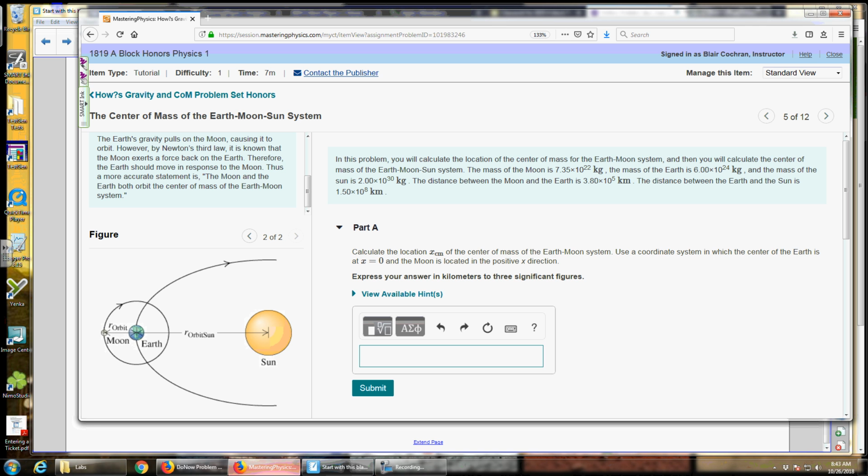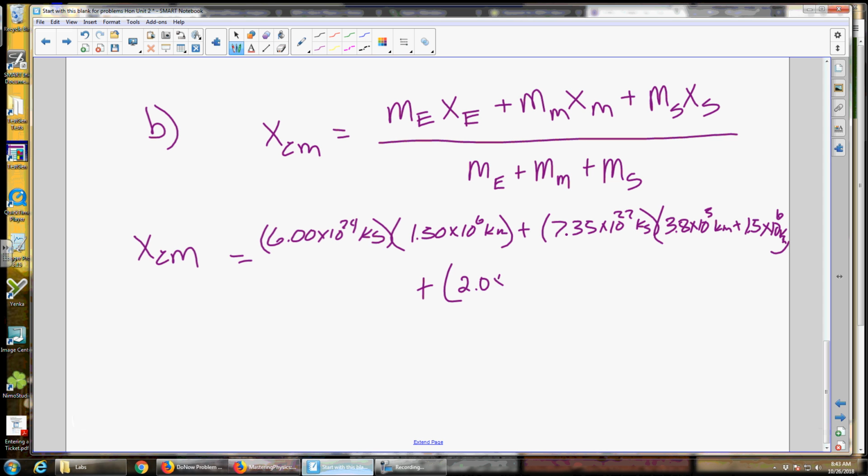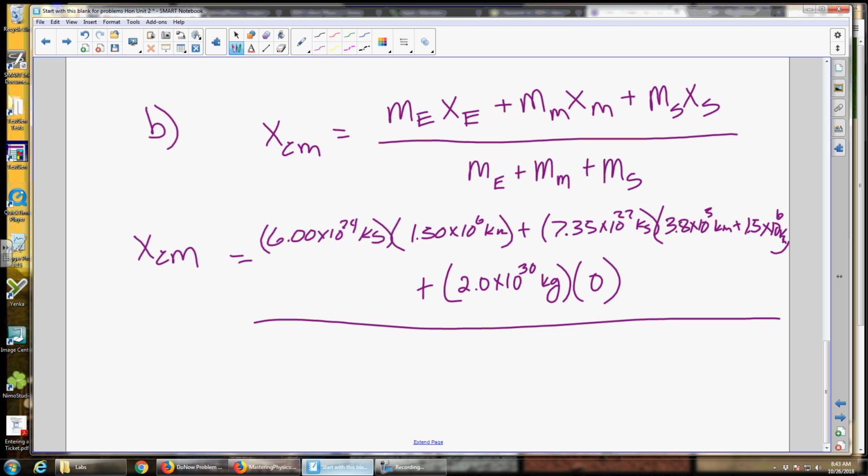plus mass of the Sun, 2 times 10 to the 30th kilograms. Wow, that's a huge number compared to the other ones. Times 0 because it's 0 away from its own center. And now I just bring down my 3 masses like I did before. I need to learn how to write smaller. Are you asking me a question? Yeah, well, it's actually 3.8. 1.5 times 10 to the 6th kilometers. And now it's all numbers.